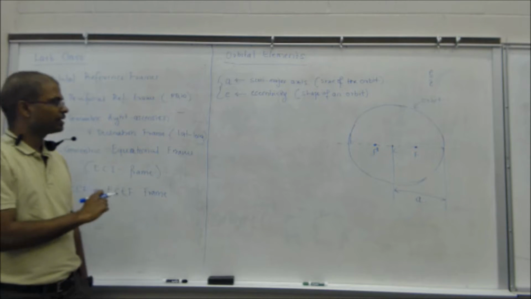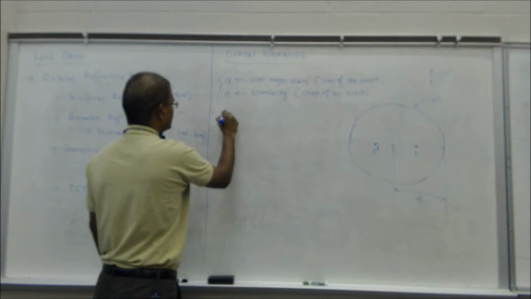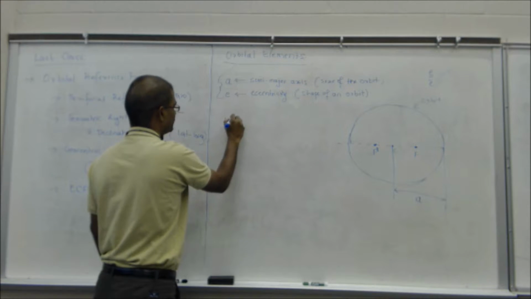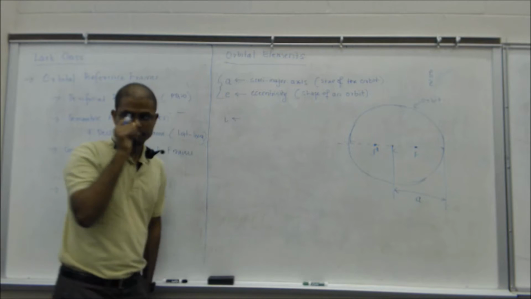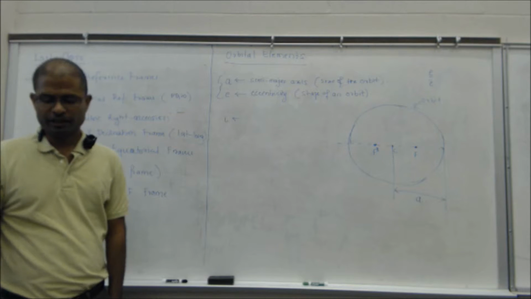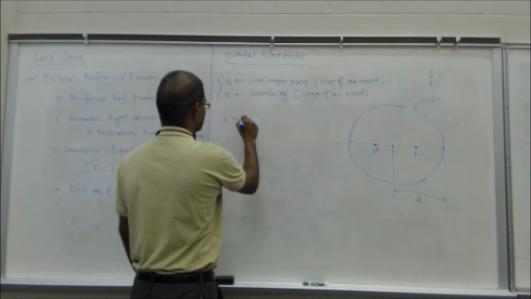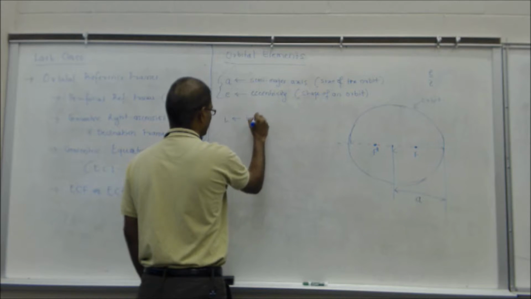Okay. The second set defines the orientation. So we'll see one at a time. The first one is I. Do you see the angle I here? Do you see angle I? Right.